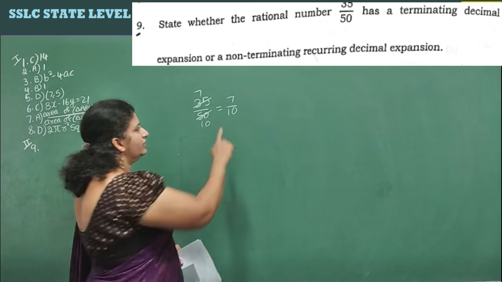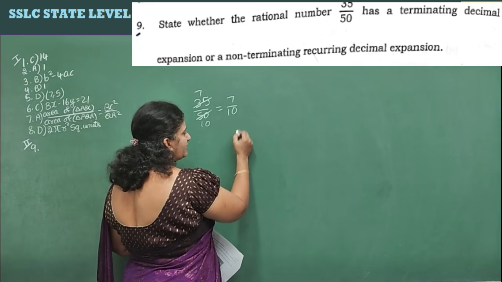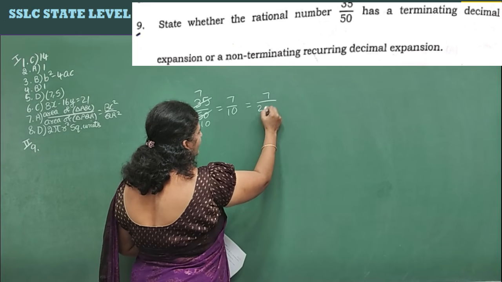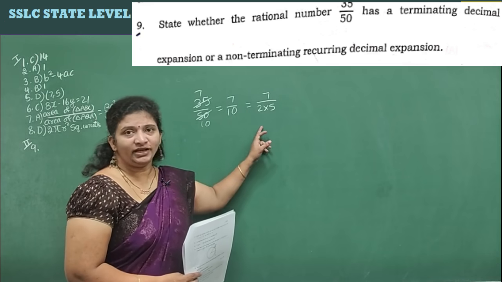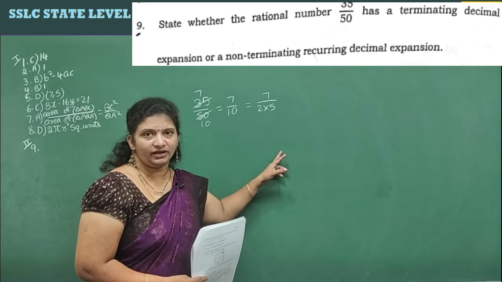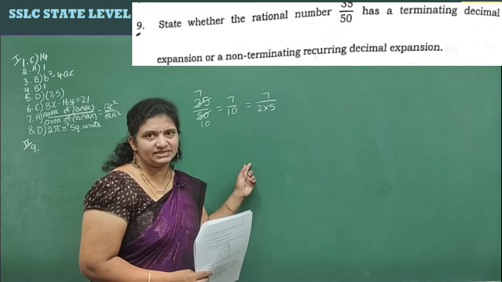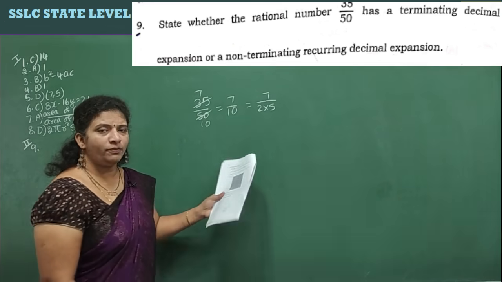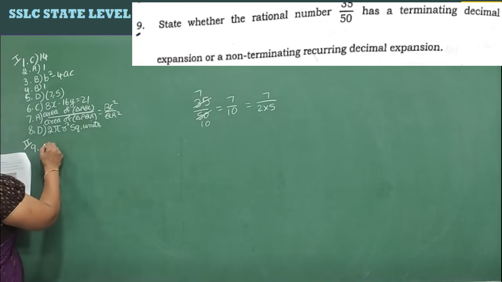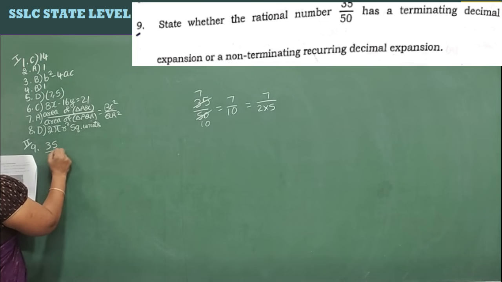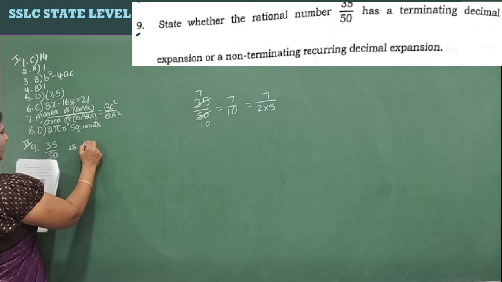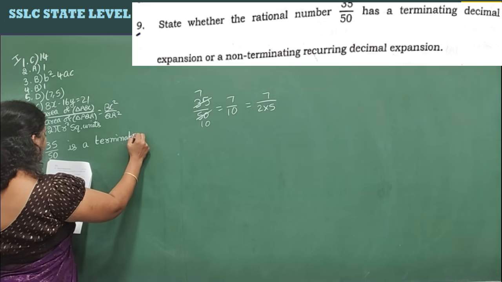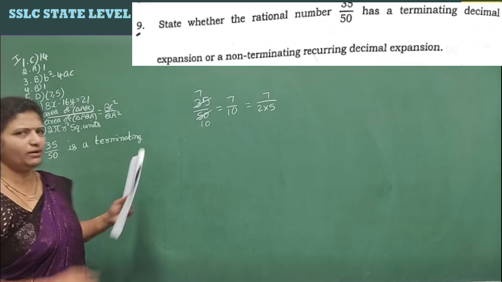Observe the denominator. If you are able to express the denominator in the form of 2 and 5, that is 10, I can write it as 2 into 5. If your denominator is in the form of 2 power m into 5 power n, then I can say this is a terminating decimal expansion. Yes, your denominator is in the form 2 power m into 5 power n. So what can I say here? 35 by 50 is a terminating decimal expansion. You can complete that word.